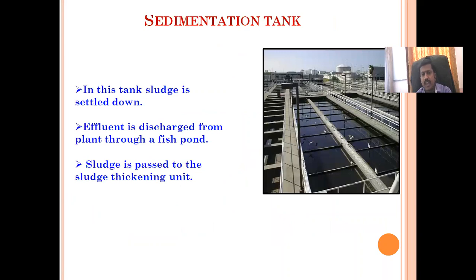Now in the sedimentation tank, the sludge is going to settle down. The sludge is going to settle down at the bottom and you are having treated wastewater at the top.